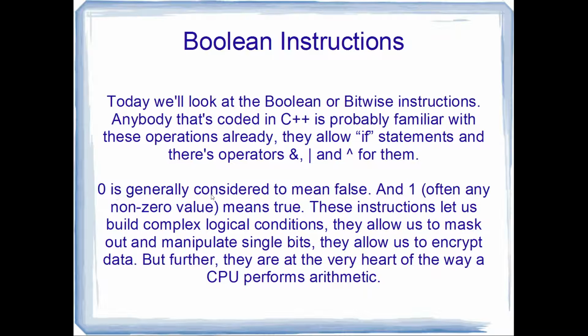Anyway, 0 is generally considered to mean false in computing, and 1, or often any non-zero value, means true. These instructions let us build complex logical conditions. They allow us to mask out and manipulate single bits. They allow us to encrypt data. Further than that, though, they're pretty much the most fundamental level of what the CPU is actually doing, the way that it performs arithmetic.